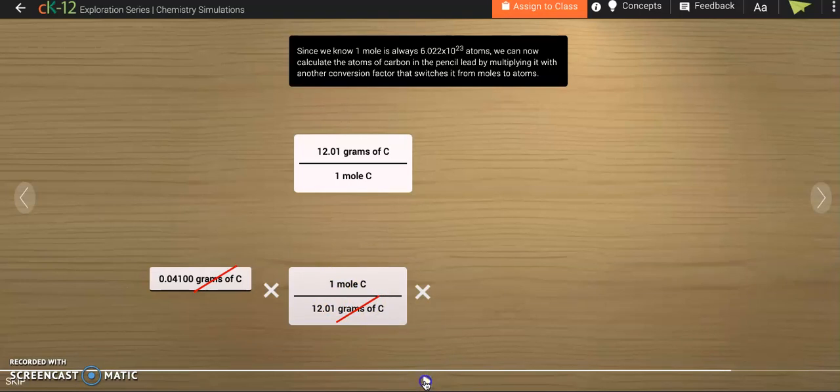Since we know 1 mole is always 6.022 times 10 to the 23rd atoms, we can now calculate the atoms of carbon in the pencil lead by multiplying it by another conversion factor that switches it from moles to atoms. So again, these two equal the same value. In 1 mole of carbon, there are this number of atoms. This number is a good number to memorize. It goes by the name Avogadro's number. This will always stay the same. It will never change, no matter which element you're working with.